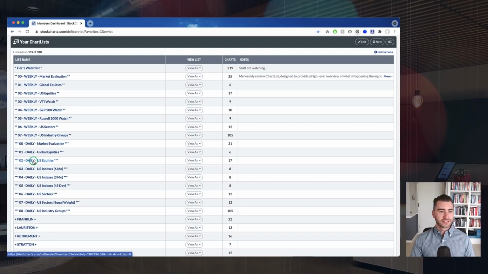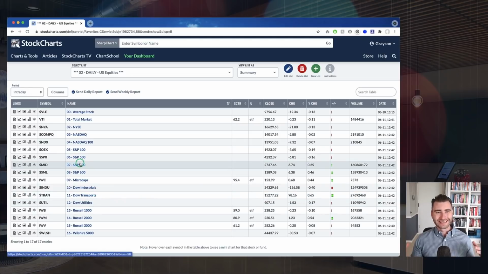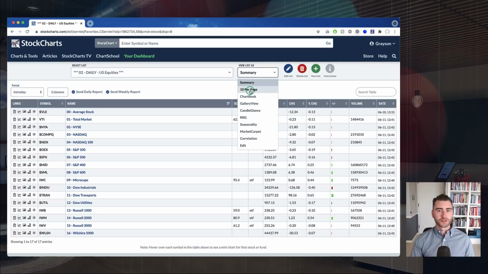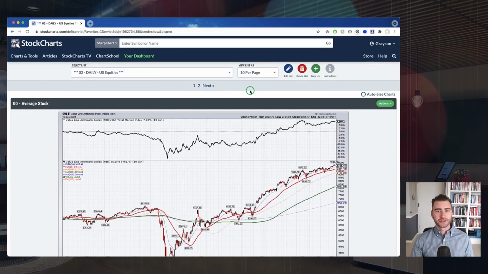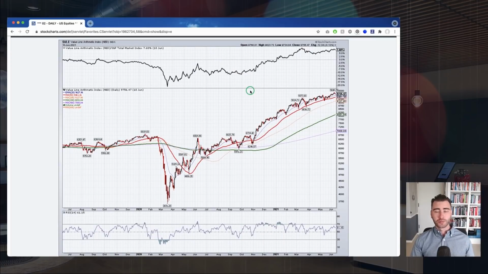So when we click into this daily US equities list, you'll see that in the summary view, it looks exactly the same. Same orientation, same organization, same groupings and all of that. This is exactly the same list. But it looks a little bit different when I jump over to, for instance, 10 per page view. So when I jump over here, what you can see now is these charts look similar, but they're actually 2-year daily charts.